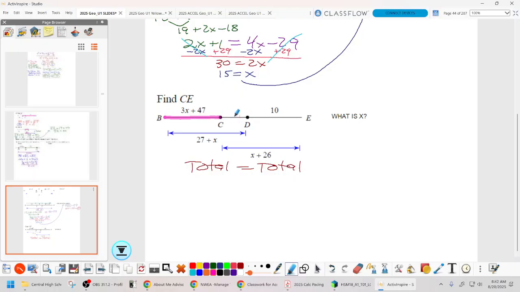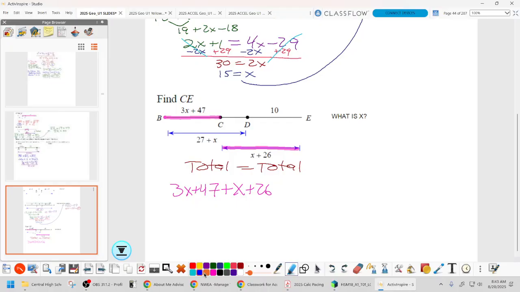And then from C, do you see how I have a gap right here? I don't know that distance, so I have to pick up somewhere else where I know another expression. So do you see how we have to drop down here? And we can pick up at C and go the rest of the way? That's a total. So now we have 3x plus 47 plus dropping down here plus x plus 26. That's all the way across. So we have now made a total.